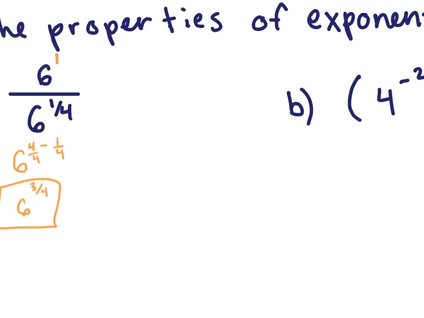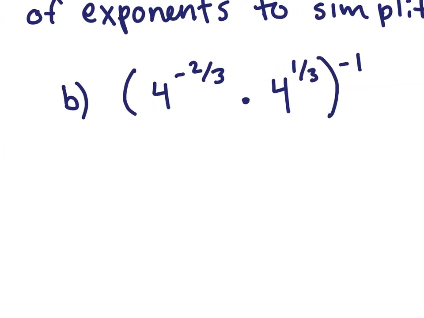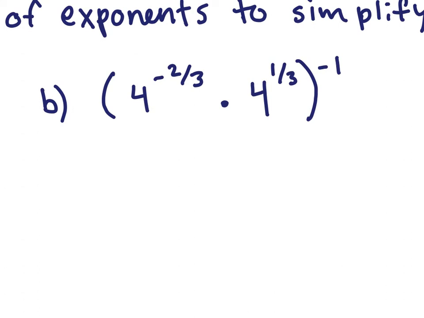I want to do B because that's a good one that you might see on the quiz. So when multiplying, what do we do to combine them? We add. So we have 4 to the negative 2 over 3 plus 1 over 3. How can we combine these? Negative 1 over 3. So 4 to the negative 1 over 3.